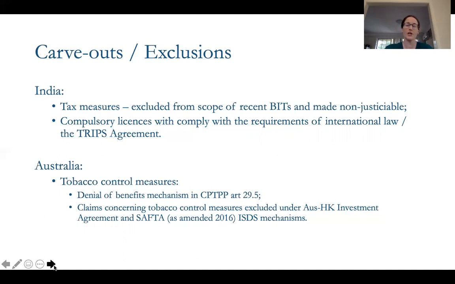India has also excluded compulsory licenses from the scope of their investment agreements, where those compulsory licenses comply with the requirements of international law, most notably the TRIPS agreement. And Australia, of course, has exclusions for tobacco control measures that we can clearly tie back to the Philip Morris arbitration. In the case of the CPTPP, this comes in the form of a denial of benefits mechanism. In some of our other bilateral agreements, this can be found as an exclusion of tobacco control measures from the scope of ISDS mechanisms. In the case of the Indonesia-Australia Comprehensive Economic Partnership, it's actually a broader carve-out which relates to public health measures and isn't as narrowly targeted on tobacco.